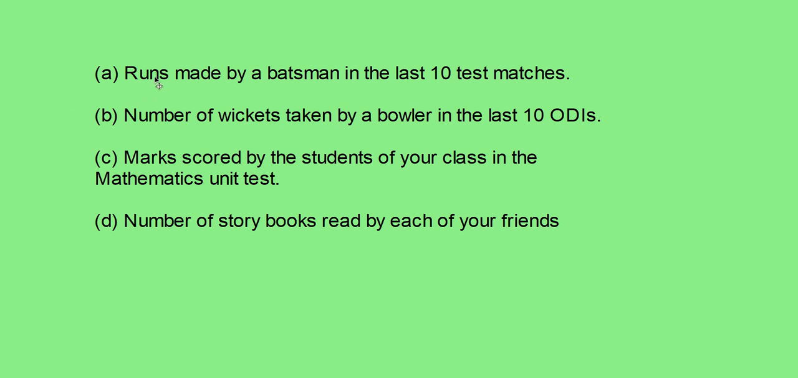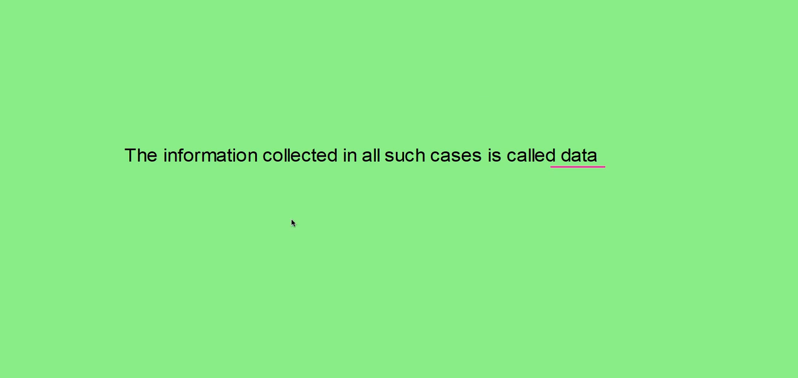Suppose to find out runs made by a batsman in the last 10 test matches, we need to find out the information on the first match, second match, third match and all. And we have to find out the runs made by that batsman in all these matches. This information we can call data. That is, the information collected in all such cases is called data.